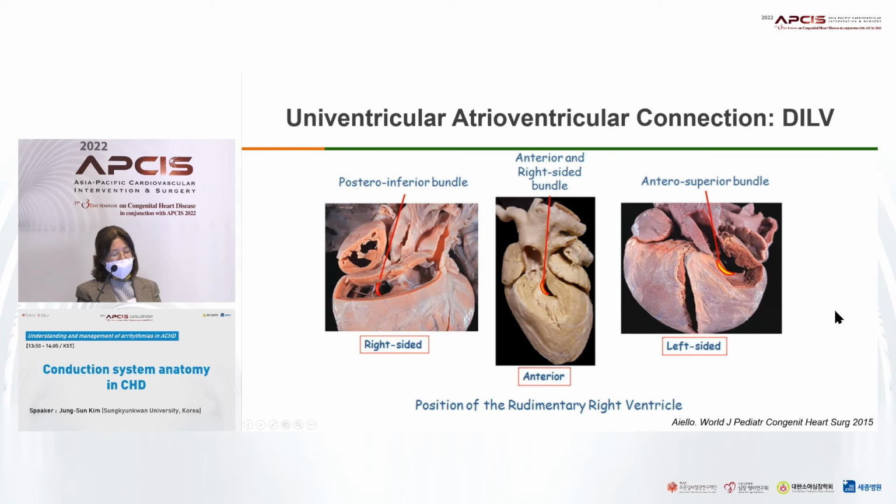The distribution of bundle branches relative to the ventricular septal defect depends on the position of the rudimentary chamber of the right ventricle. If it lies on the right side, then the bundle is located on the posterior inferior border, like an isolated type VSD. But if the rudimentary right ventricle is on the left side, then the bundle branch is located on the anterosuperior border of the VSD.